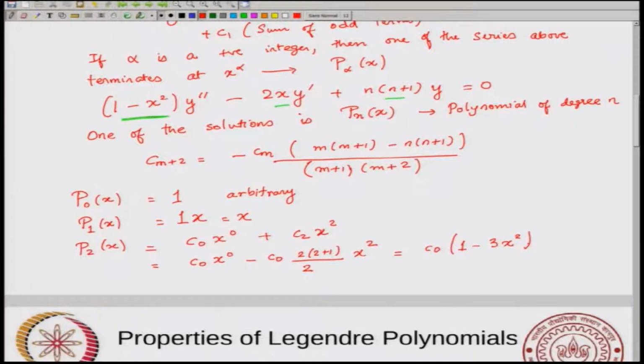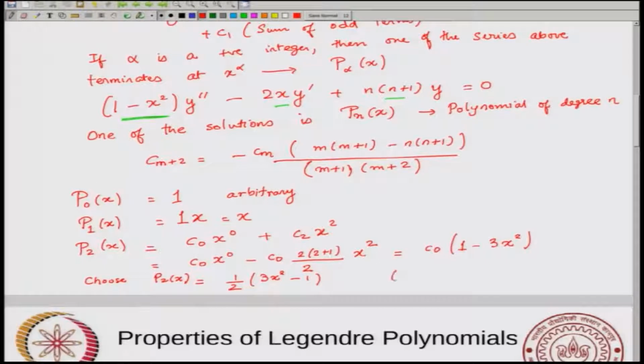Now I can choose any value of C0. So, the choice that we make for C0, we choose P2 of x. Again I emphasize that this is a choice because you can choose any value of C0. This choice actually ensures certain properties of the Legendre polynomials, which we will see soon. So, you choose C0 equal to minus half. So, this becomes half 3 x square minus 1. Then P2 of x becomes half 3 x square minus 1.